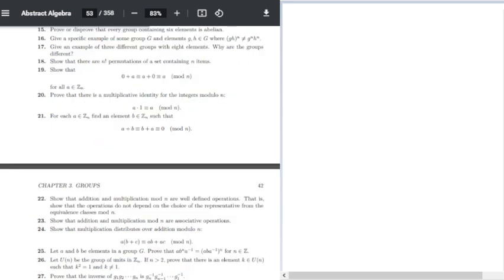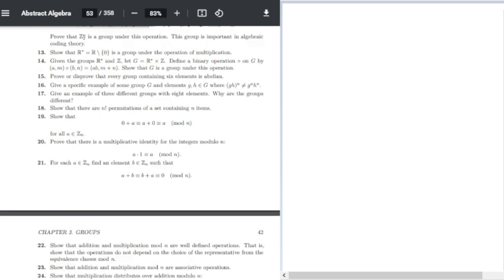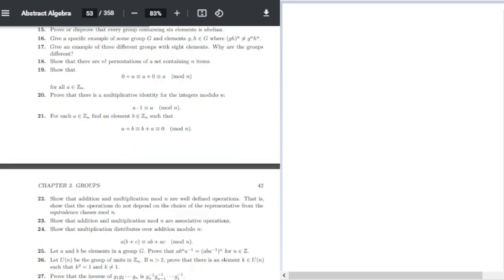Okay. So, give an example of three different groups of data elements. Why are the groups different? We're not going to worry about that right now. Because I don't like giving examples of abstract groups yet, because there are so many tools we haven't developed. And I want to keep things moving at a relatively decent pace.